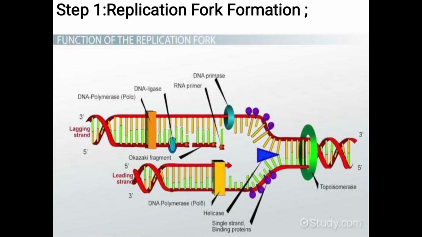Step 1. There are 4 steps in replication. Step 1 is replication fork formation. Before DNA can be replicated, the double-stranded molecule must be unzipped into 2 single strands. DNA has 4 bases called adenine, thymine, cytosine, and guanine that form pairs between the 2 strands. Adenine only pairs with thymine, and cytosine only binds with guanine.